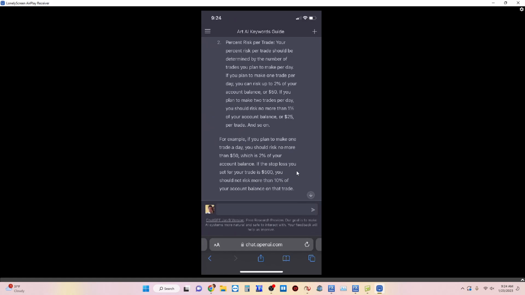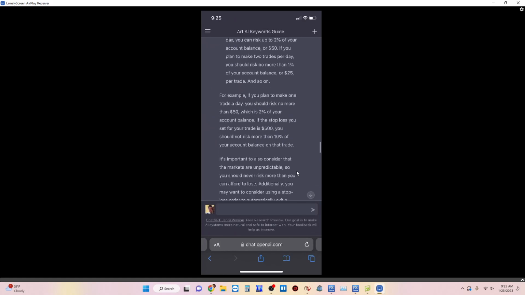Percent risk per trade. Your percent risk per trade should be determined by the number of trades you plan to make per day. If you plan to make one trade per day, then you can risk up to 2% of your account balance or $50. If you plan to make two trades per day, you should risk no more than 1% of your account balance or $25 per trade. So I don't know if I'm going to be able to bring it as low as $25 to where I could do two trades. I don't know. It's something I have to think about. But yeah, that's kind of a two-kind strategy.